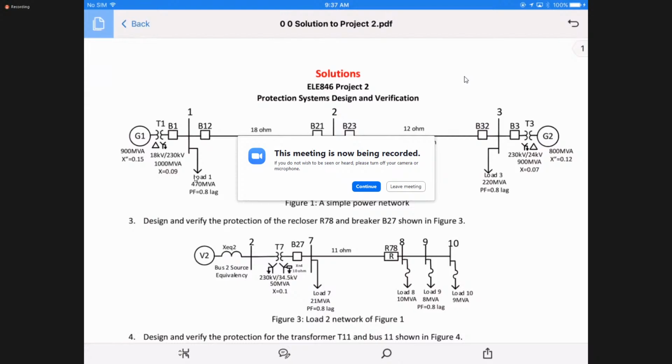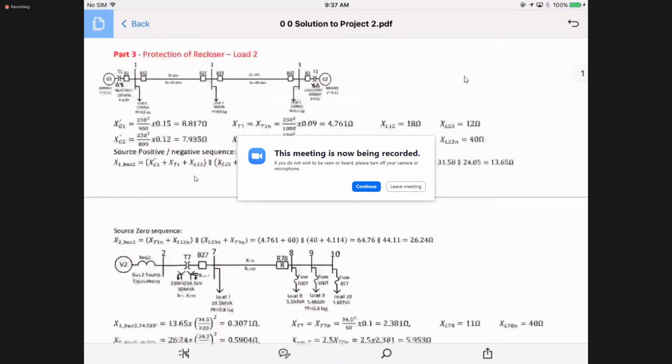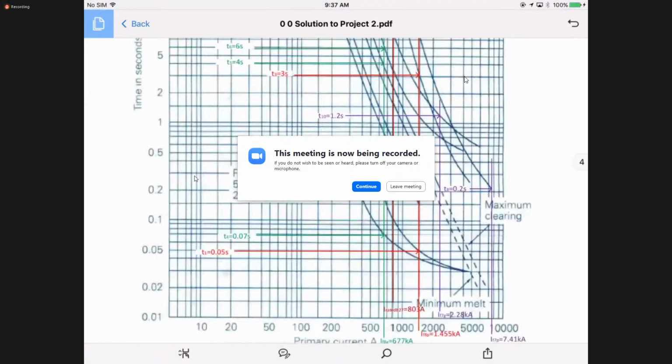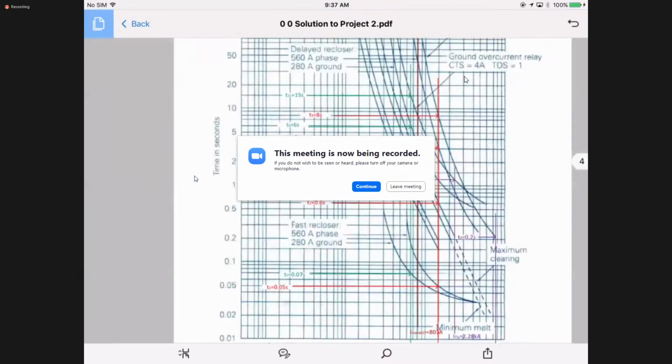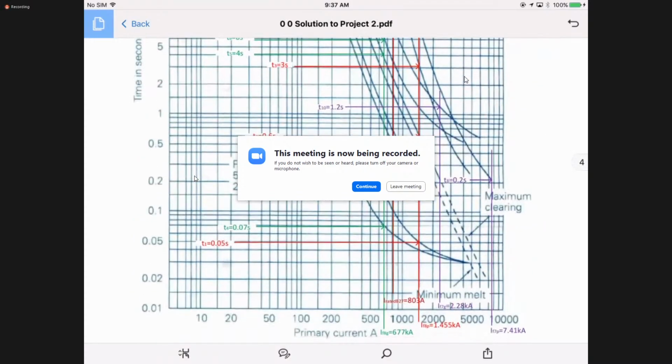Okay, for project number 2, let's look at that. You have all done this. Just try to reconfirm everybody is on the same base.